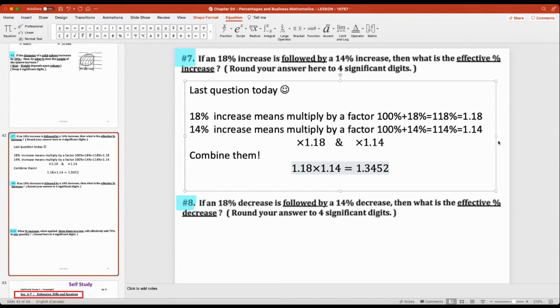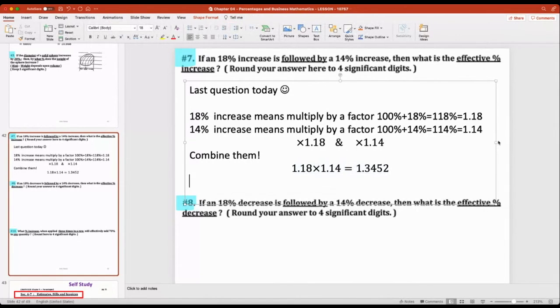1.3452. And that's the answer. It's related to the answer. So we're going to have here, let's finish it up here. 1.3452 is equal to 134.52%, which means that there was a 34.52% increase. That's the final answer.